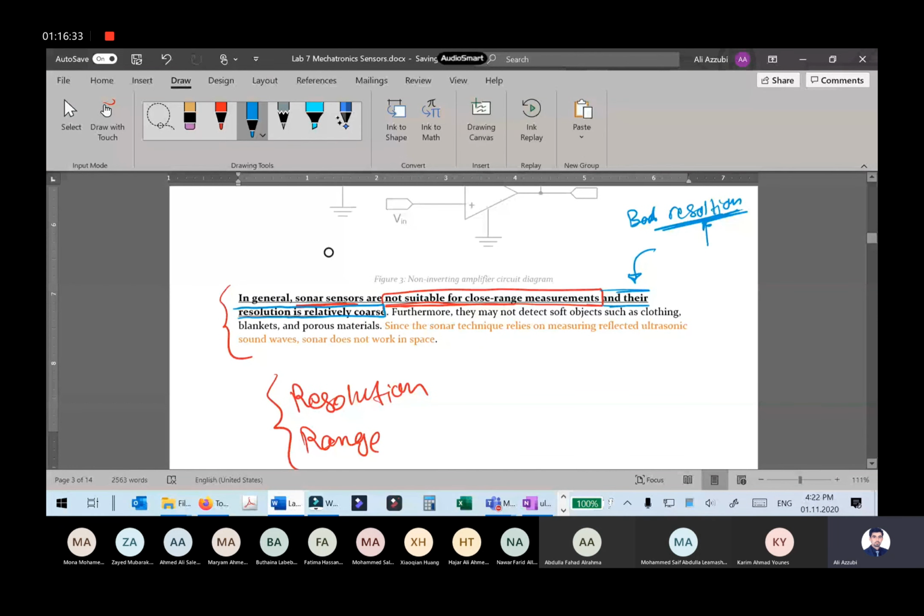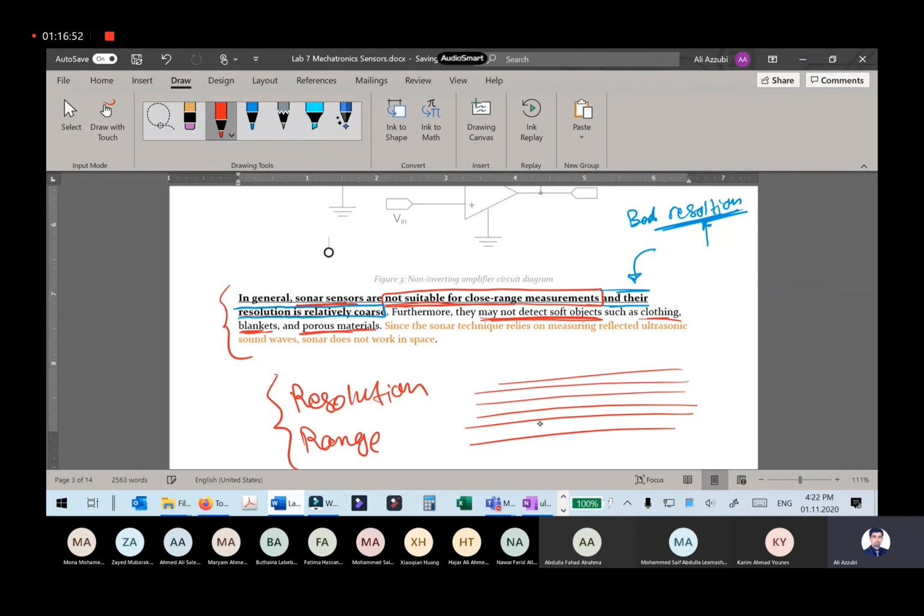More limitations: they may not detect soft objects such as clothing, blankets, porous materials. For example, if I have a metal fence, like those used in some windows, it is a very, very porous body, and it's not good to use ultrasonic to measure the distance to that.